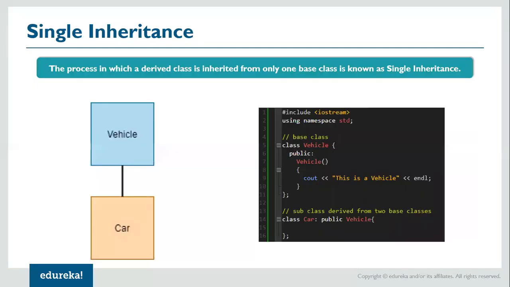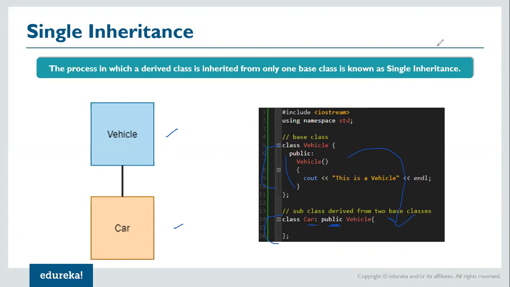So let's move on. So what is single inheritance? Single inheritance, as you can see, is the process in which a derived class is inherited from only one base class. This is known as single inheritance. So you have only one superclass and one subclass. Simple syntax is you create a class, you create a subclass, and this subclass extends the superclass. So therefore, since this is a public member, this will get inherited and will be available in the car class.